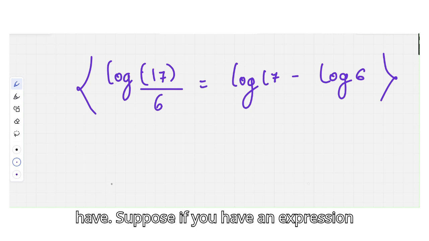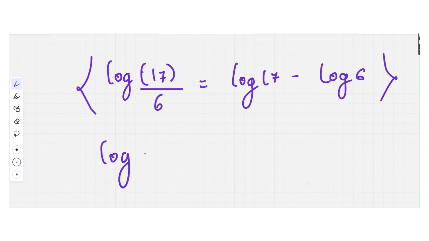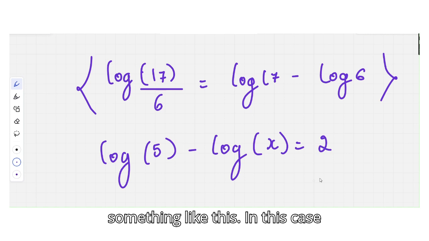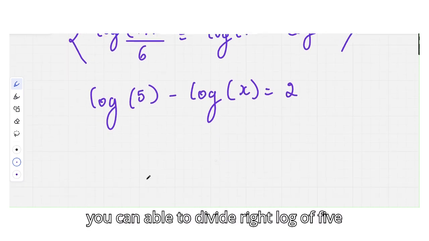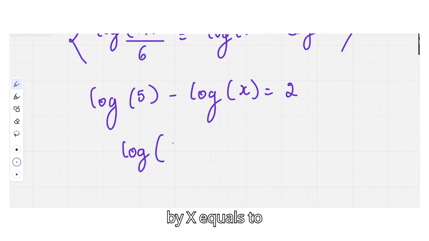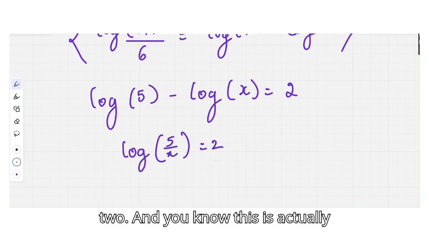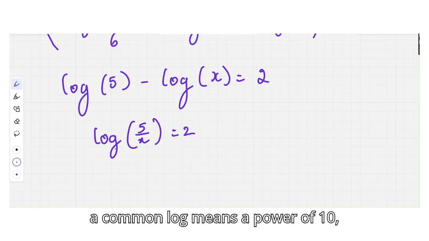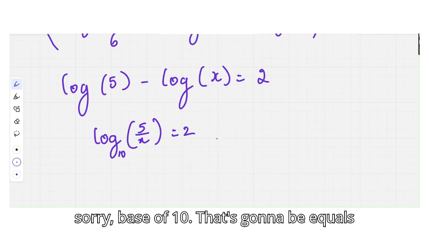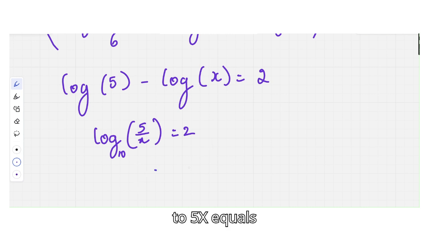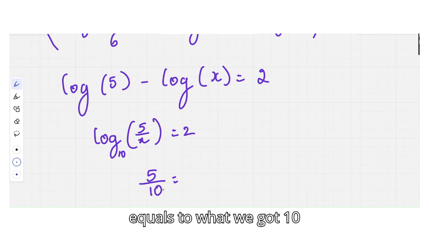Suppose you have an expression that goes like log of 5 minus log of x equals 2. In this case, you can divide, right? Log of 5 by x equals 2. And you know this is actually a common log, meaning base 10. That's going to be 5 over x equals 10 power 2.